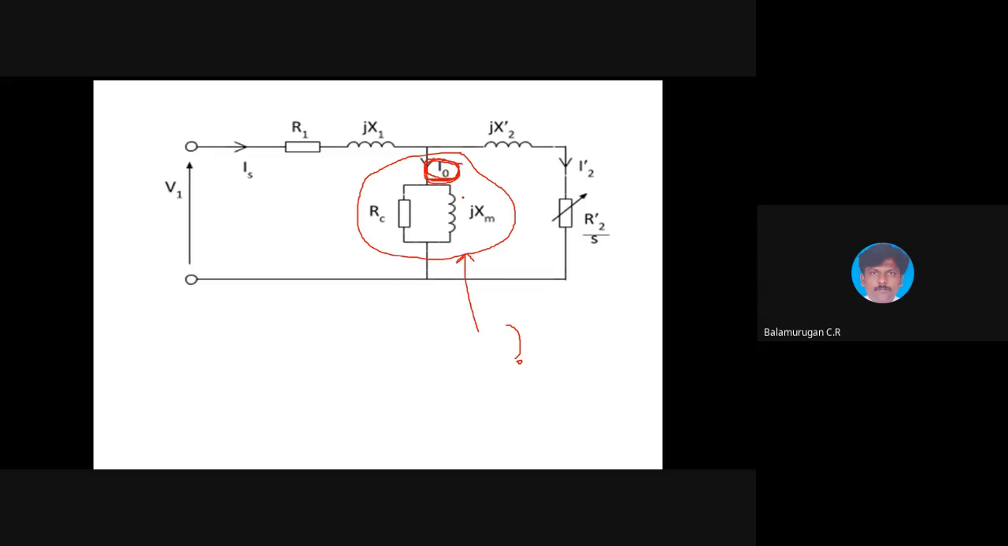So these are the differences between the transformer and the induction machine. In the transformer, if we conduct the OC test, we can calculate iron loss, fixed loss or core loss.